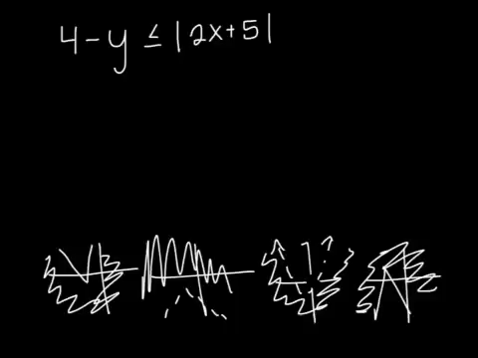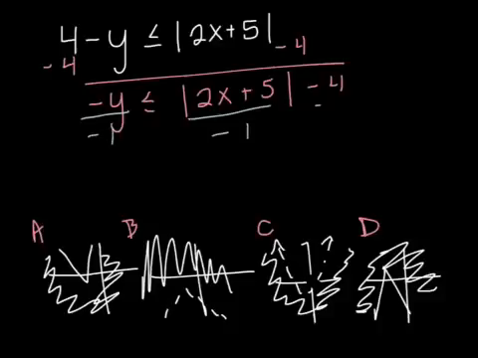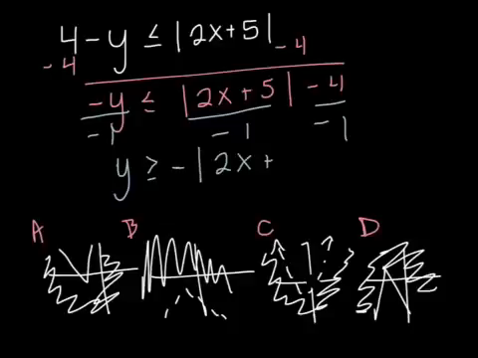So here's a problem. And the first thing we're going to have to do is isolate the y. And these down here are really bad drawings of choices that you had. So to isolate this, the first thing I'm going to do is subtract 4 from both sides. So I have negative y is less than or equal to the absolute value of 2x plus 5 minus 4. The next step, I'm going to divide by negative 1. When I divide by a negative, I flip my inequality and I get negative absolute value of 2x plus 5 plus 4.